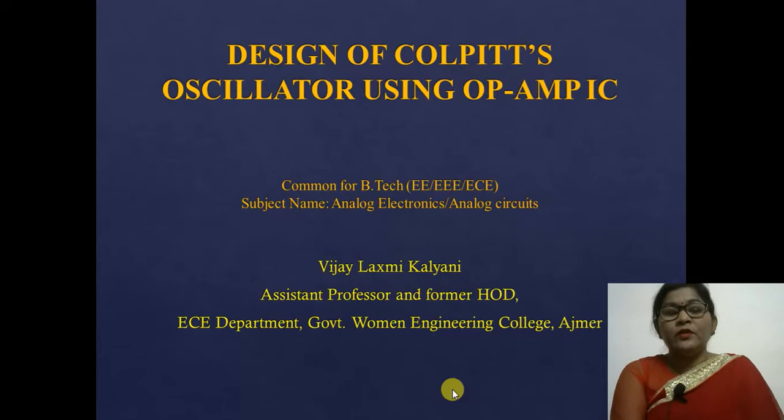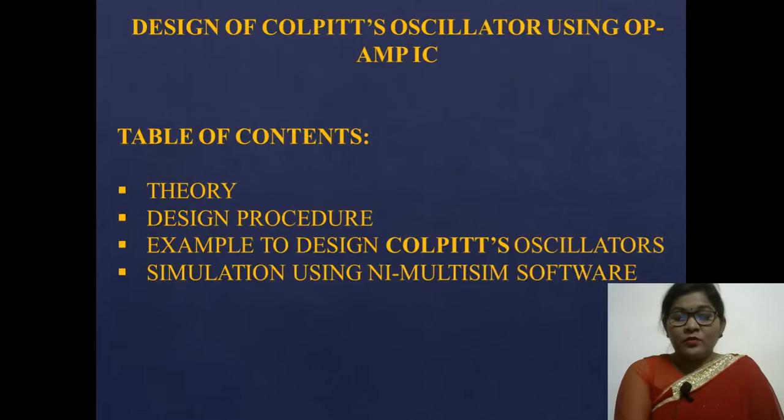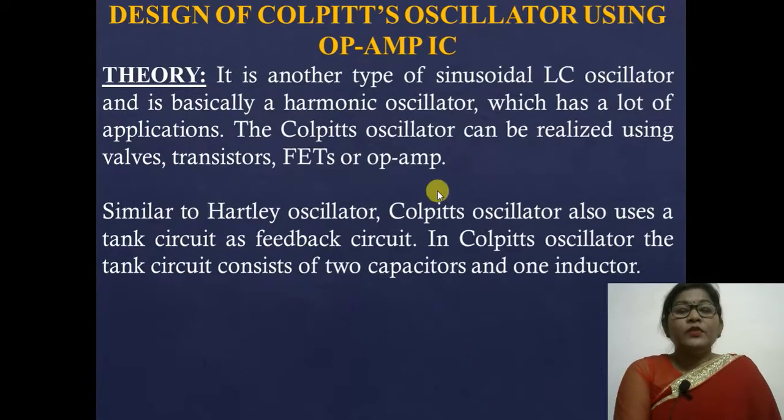So here we can choose the op-amp IC, that is general purpose op-amp IC. We can choose the op-amp 741 IC, and here the table of contents are, the first one is theory, so we will also discuss the basic theory of the Colpit oscillator, and next we will discuss the design procedure. Then we will also discuss the example to design the Colpit oscillator, and the simulation is also done using NI Multisim software.